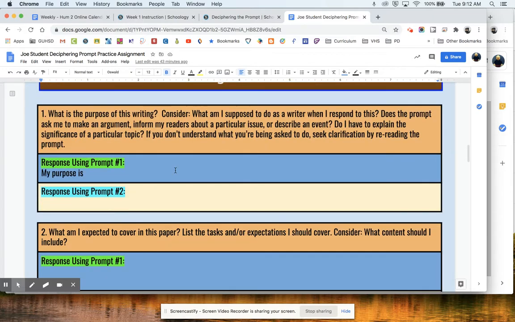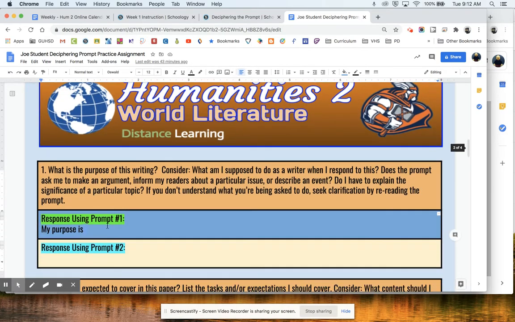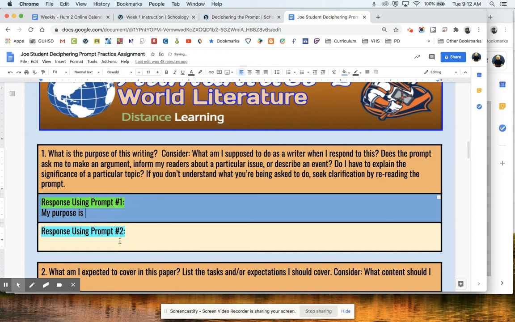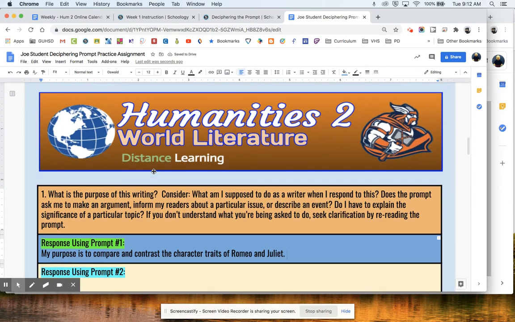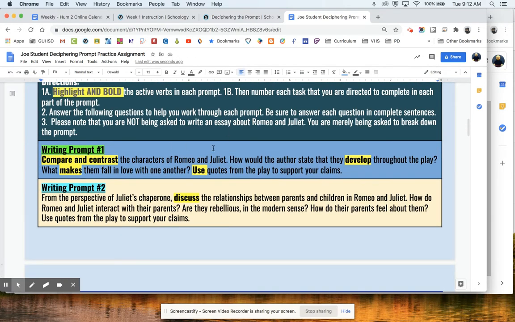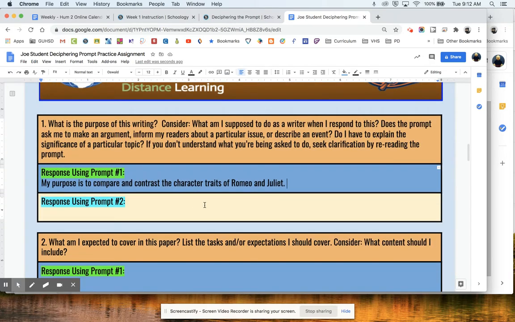As you scroll through, you'll see questions that ask you to respond. And so prompt number 1, what is my purpose? Looking back at it, my purpose is to compare, contrast the character traits of Romeo and Juliet. Do I have to explain the significance of a particular topic? Notice it doesn't ask you to really do much other than I am supposed to discuss their development.